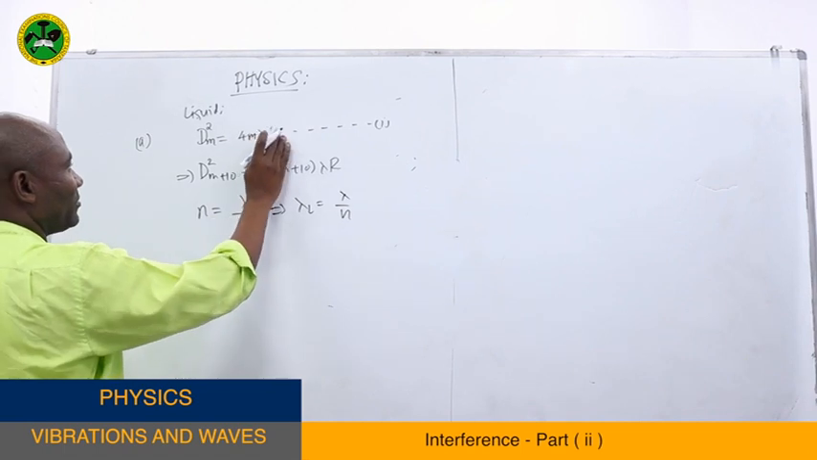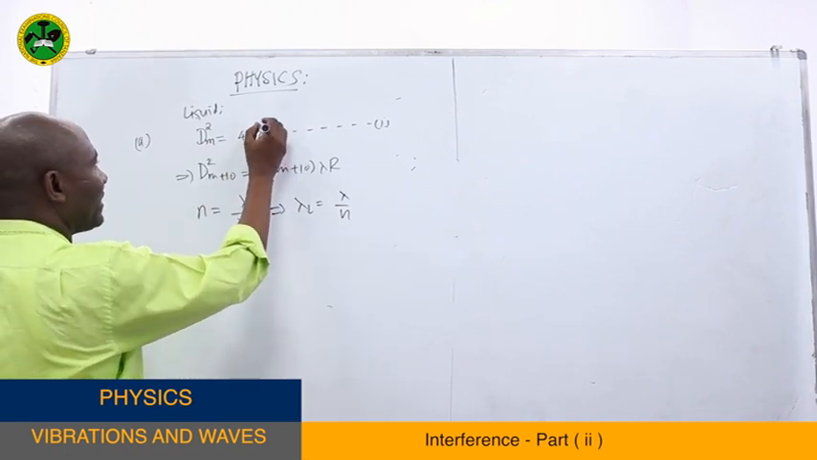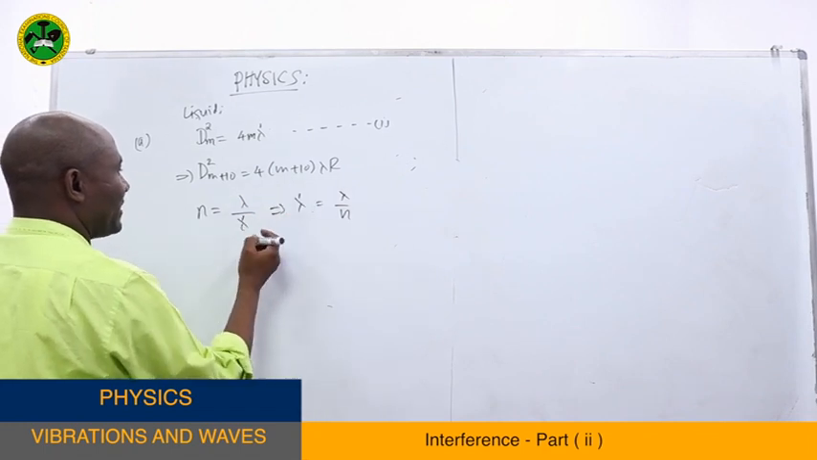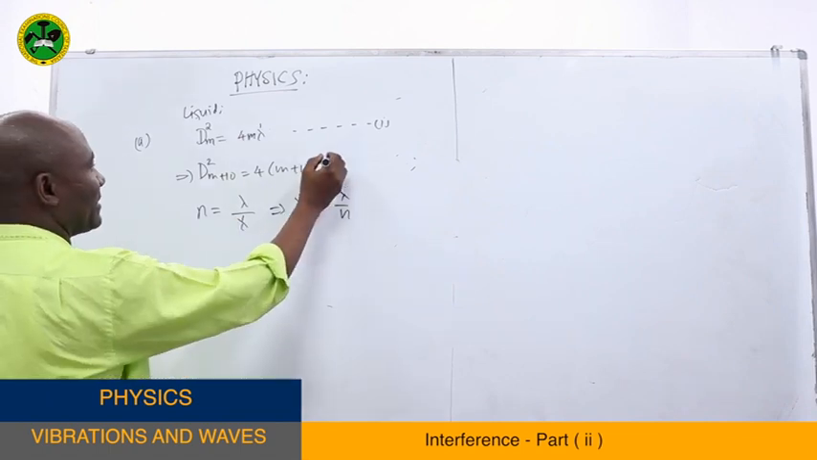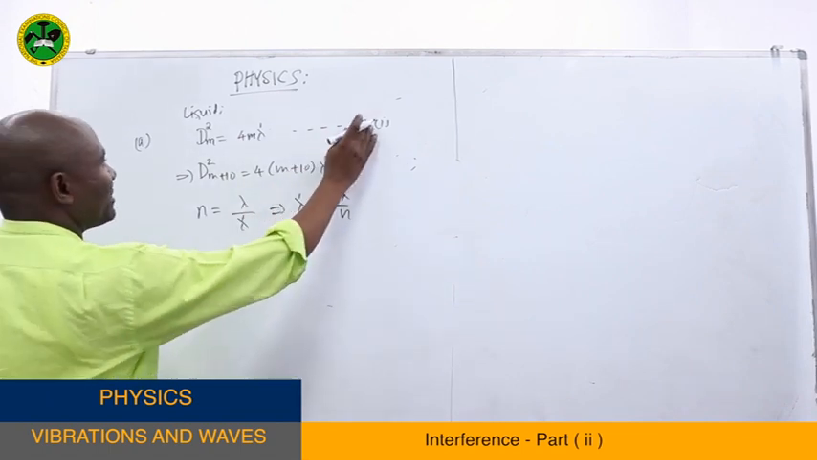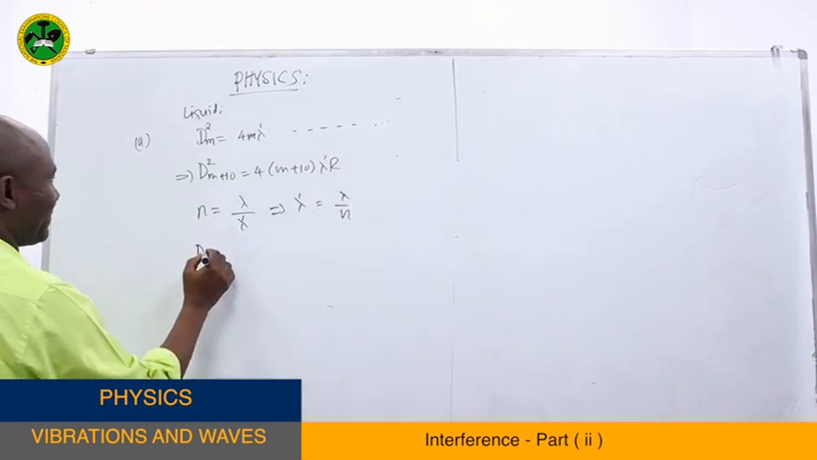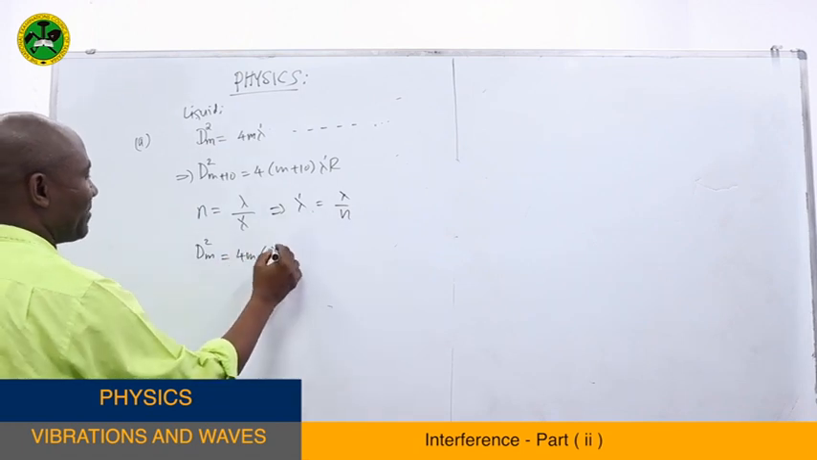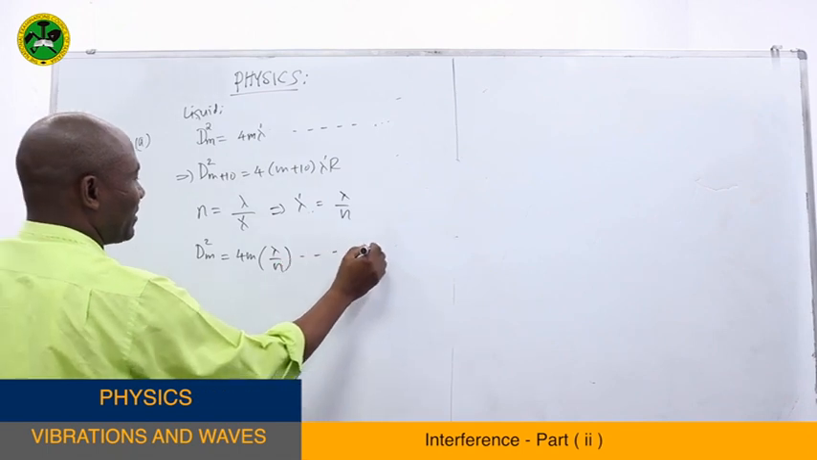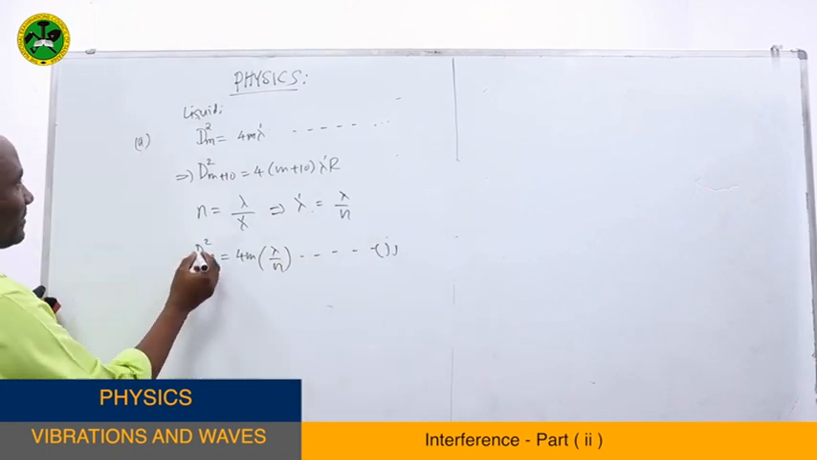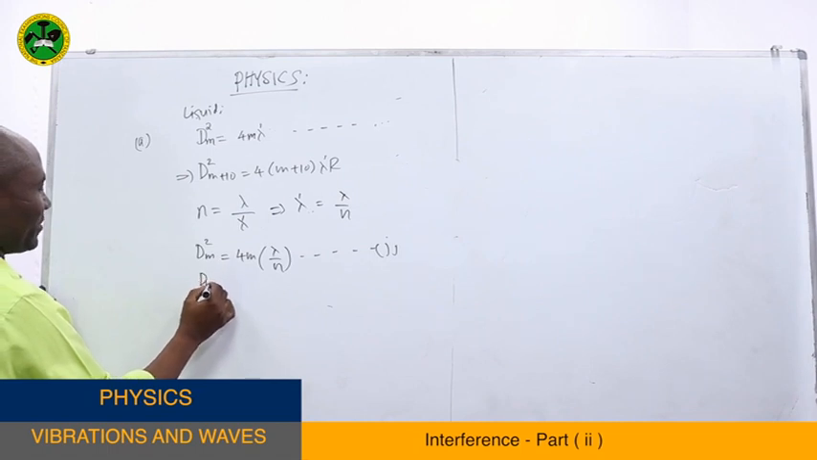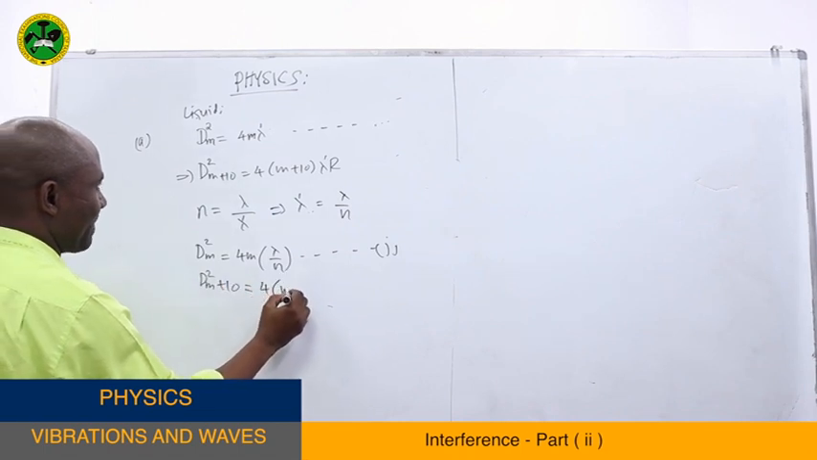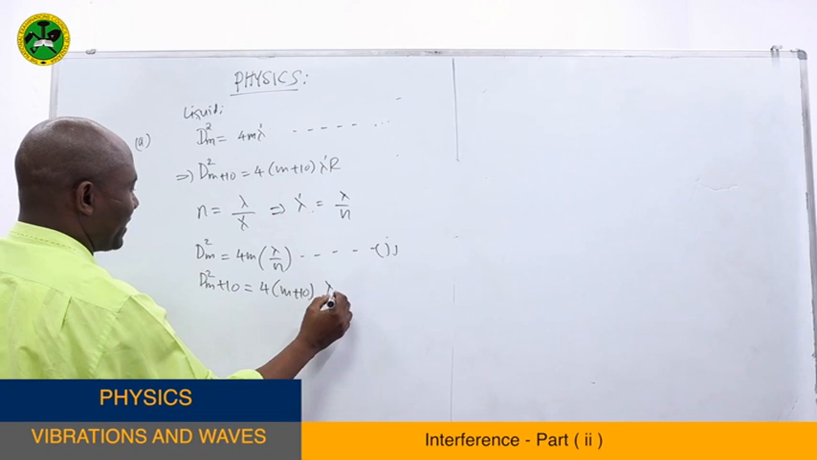Let's say this is lambda, the wavelength in air, and the wavelength in that liquid is lambda dash. So we have the first equation: Dm squared equals 4m times, what is lambda? It's lambda over n. That's equation number 1. And then for the m plus 10 order, D squared equals 4(m plus 10), this will be lambda over n. That is number 2.